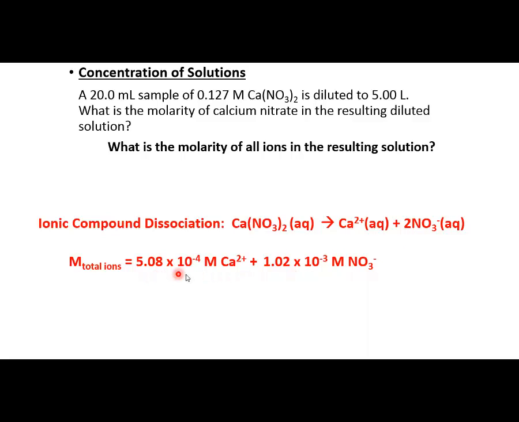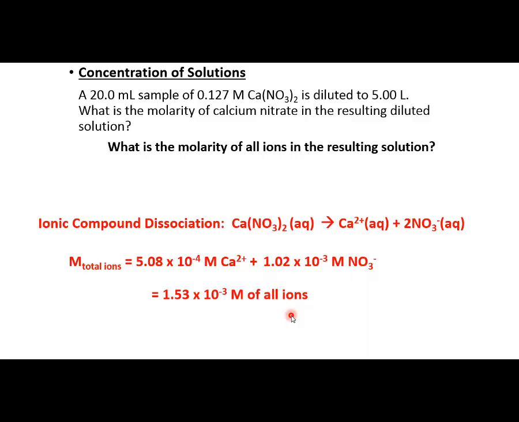So if I add up the molarity of the calcium ions plus the molarity of the nitrate ions, so that was twice this 5.08 times 10 to the negative fourth, if I add those 2 up, I get 3 times the original formula concentration because I end up with 3 ions for every formula unit. So I end up with 1.53 times 10 to the negative third molarity of all of the ions present, all cations and all anions.